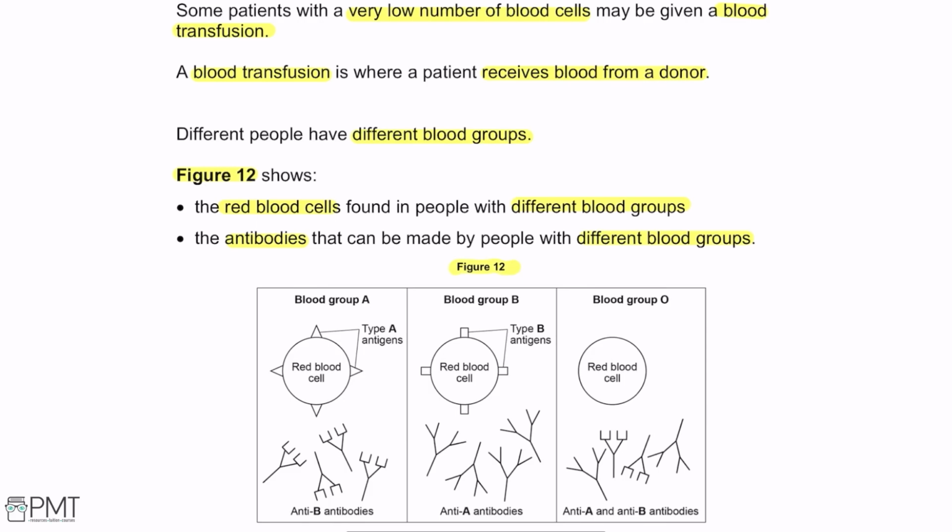So having a look at figure 12, we can see it's a kind of chart, and we can see that blood group A has red blood cells with type A antigens, and it has anti-B antibodies. Blood group B has type B antigens on the red blood cell and has anti-A antibodies. Then blood group O doesn't have any antigens, and it has anti-A and anti-B antibodies.